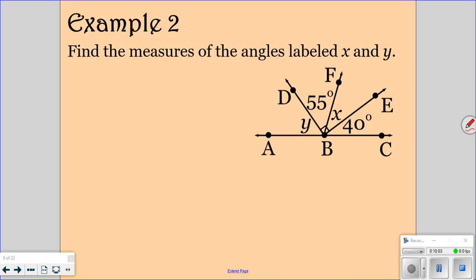So let's look at example 2. We want to find the measures of the angles labeled X and Y. So if y'all think y'all can do this one by yourself, go for it, and then I'll unpause the video and I'll go over it.